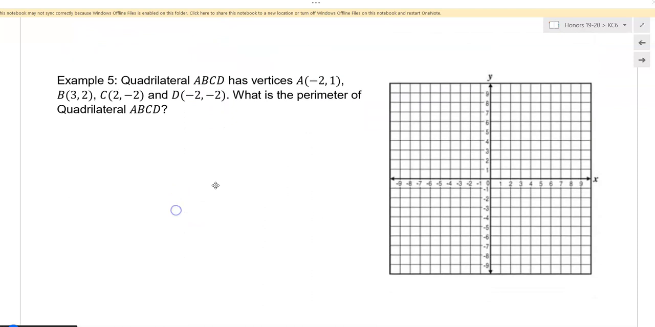Alright, last example. We have a quadrilateral A, B, C, D, and I'm actually going to change this first point. I don't like it. We are going to make it -4, 2. So go ahead and make that change just because of how the problem will work out. So our first point is -4, 2. Our second point is going to be 3, 2, then 2, -2, and -2, -2.